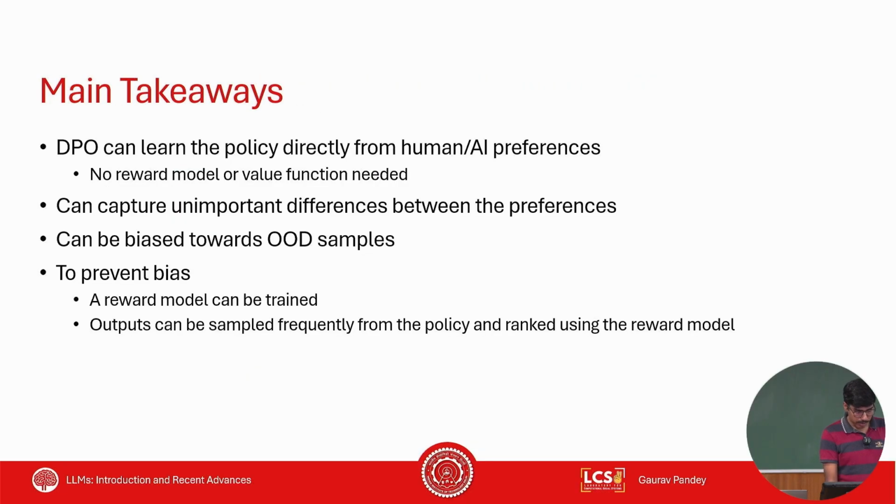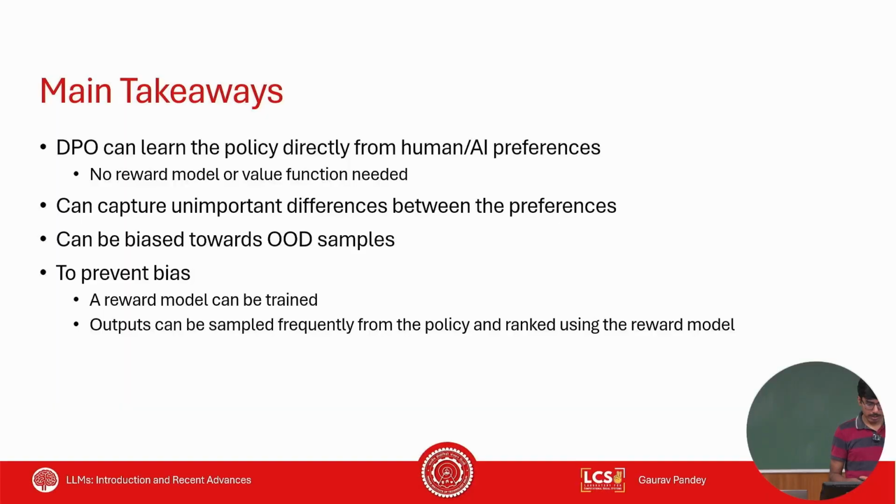So this is where we will end the reinforcement learning and alignment lectures. What we have learned is that DPO can learn the policy directly from human preferences, but there are some issues. It can capture differences which are unimportant because it does not have any way to know what the important differences are. And also it can be biased towards samples that it has not seen during training in its preference pairs. You can prevent this bias by doing DPO in an online fashion, where you sample, get feedback, train, again sample, get feedback, and train.